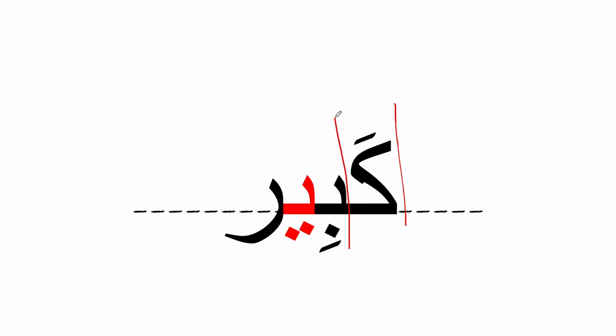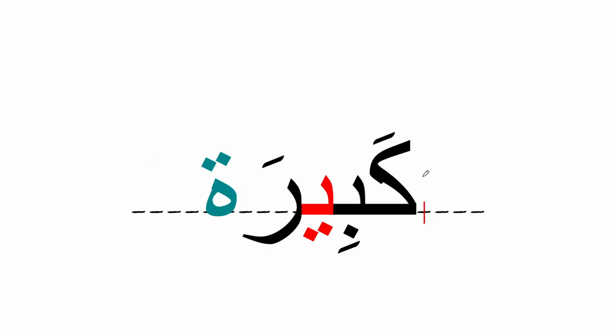And now it's done. The first syllable is ka. The second syllable is bir. So kabir, which means big, masculine. Next one, I have a fatha, so I'll put a partition there.